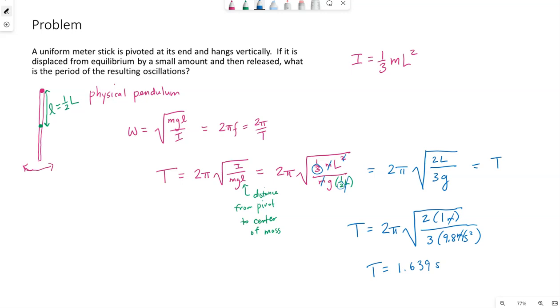So for the meter stick, I assume we have at most 2 sig figs. We know it's a meter plus or minus. So 1.6 seconds is the period of this meter stick. And this, of course, assumes no friction up at the top pivot point. So everything we've done so far is for ideal situations.